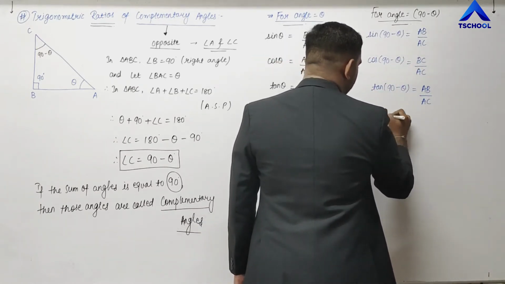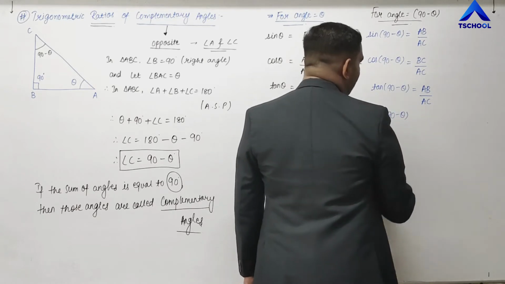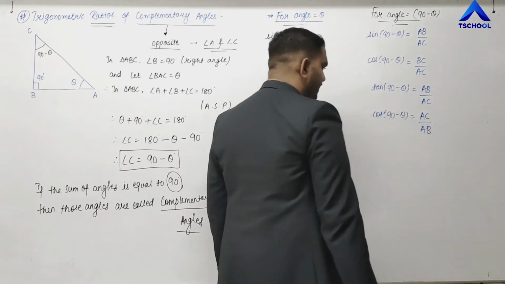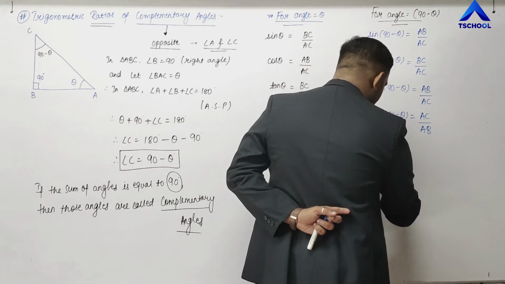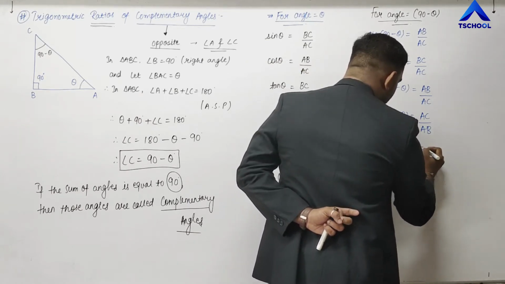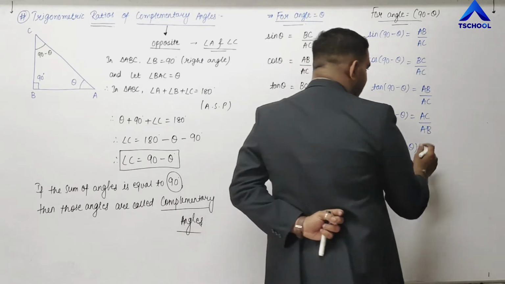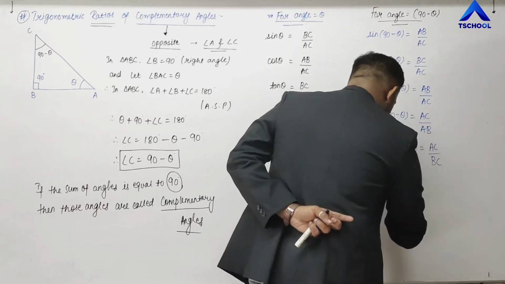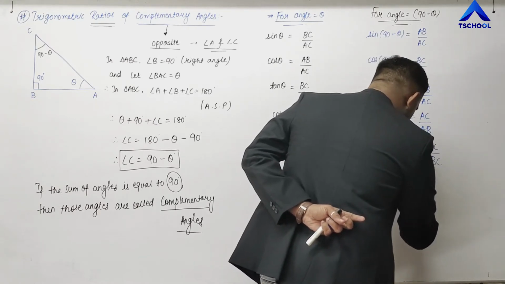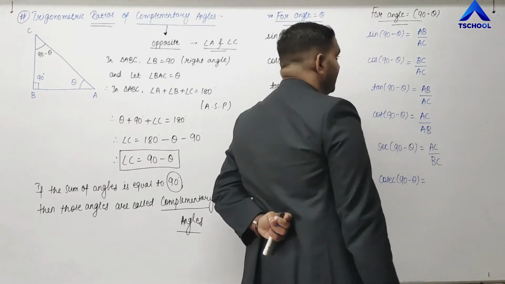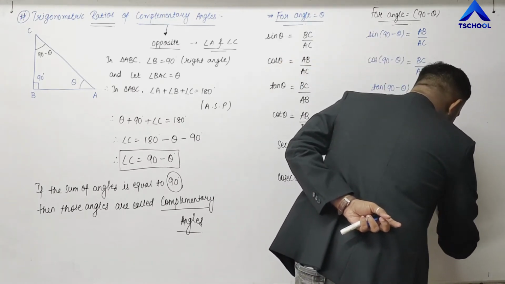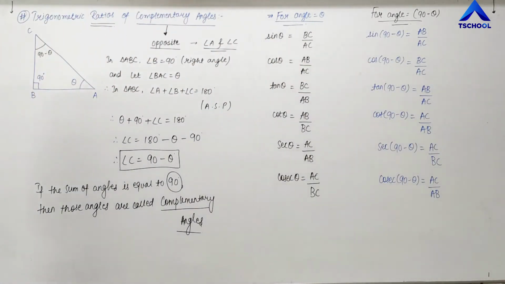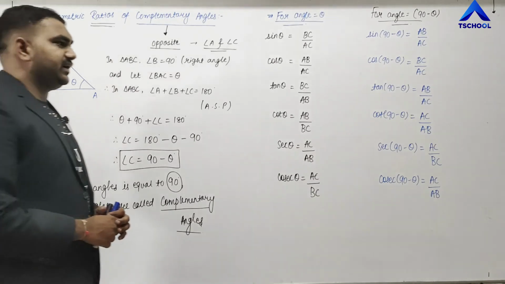Then cot 90 minus theta, reciprocal here, that is AC upon AB. Fifth one, sec 90 minus theta, that is equals to AC upon BC, and cosec 90 minus theta, that is equals to AC upon AB. Okay, so these are the 6 ratios we have written for 90 minus theta.